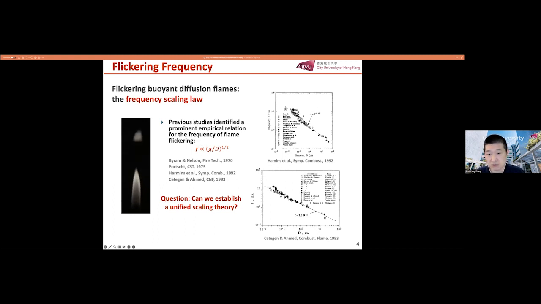Of course, if you look at these experiments, you will find that those experiments were conducted using very different flames, including pool flames, jet flames and all kinds of diffusion flames. So the question is, can we establish a unified scaling theory to include all this data?